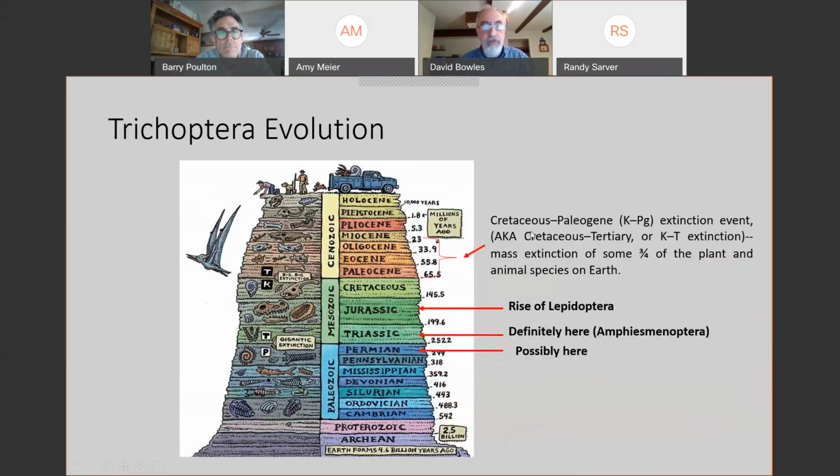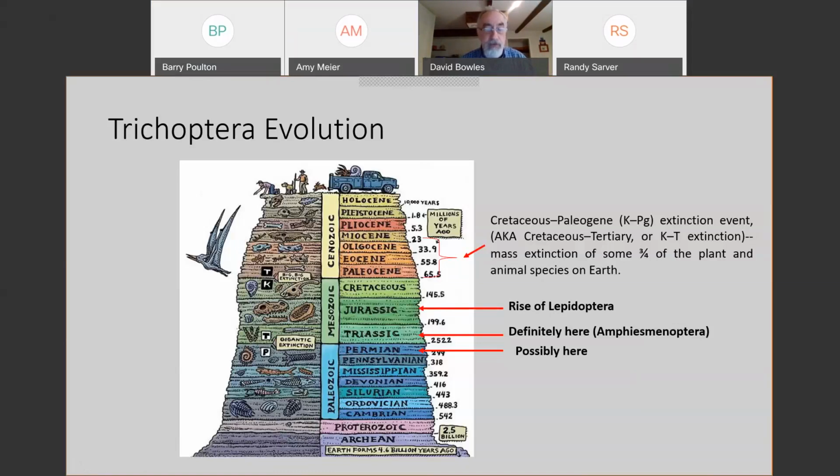When did the Trichoptera come into origin from the Amphiesmenoptera? Well, we know the Amphiesmenoptera were definitely present in the lower Triassic period. It's possible they were present in the upper Permian. But then sometime in the Jurassic, they split and caddisflies became a distinct order and the Lepidoptera became a distinct order. The rise of the Lepidoptera occurred in the middle to upper Jurassic and then the Cretaceous, because something else happened during that period that was kind of big. It was the rise of the flowering plants.